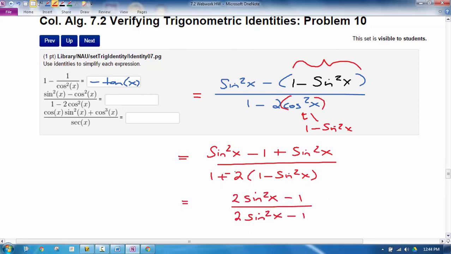So if you distribute the negative 2 to both of these and rearrange, you get the same thing at the top that you do the bottom. So your answer is just 1.